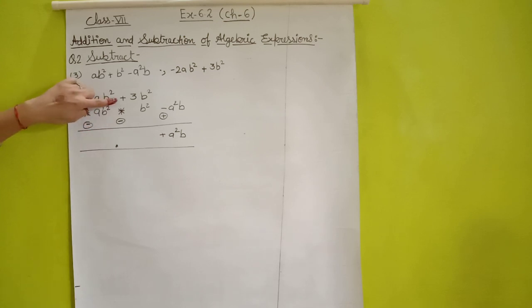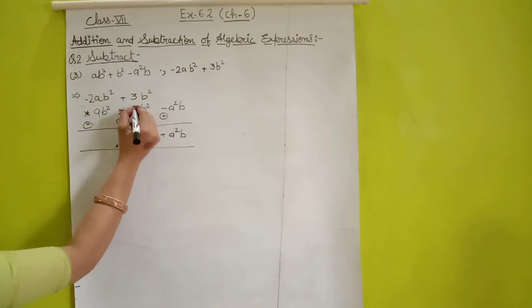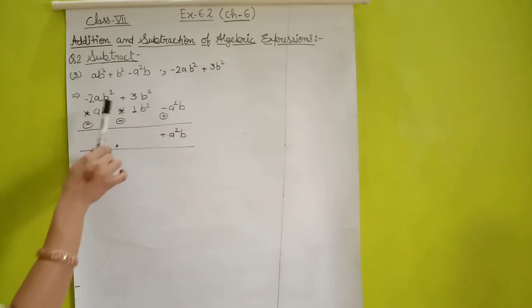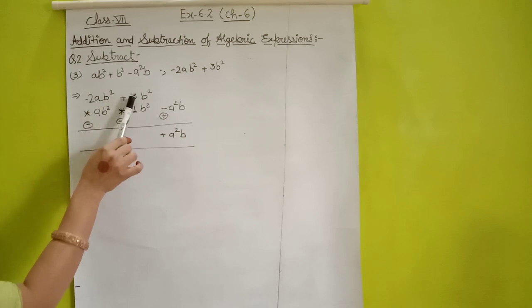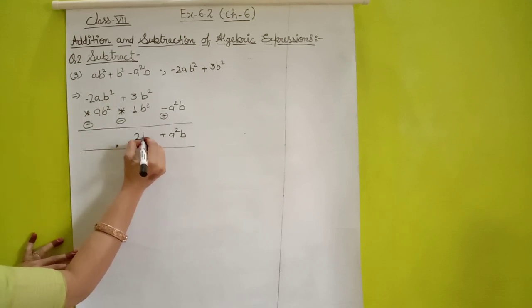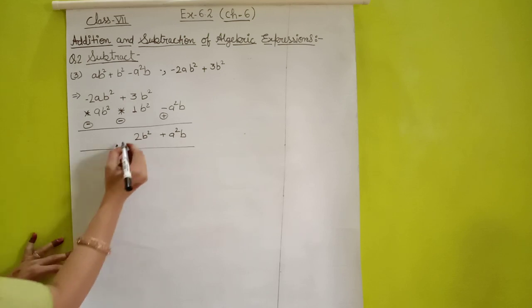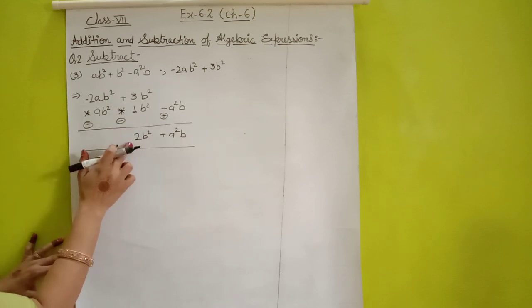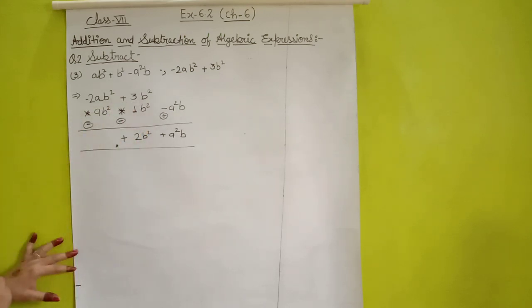Okay. Now plus 3b square and minus b square. Minus b square means this is 1b square. Again plus minus, it will be minus. So 3 minus 1, 2b square. What will come? 2b square. And what is the sign of 2b square? Sign of greater number means plus 2b square.